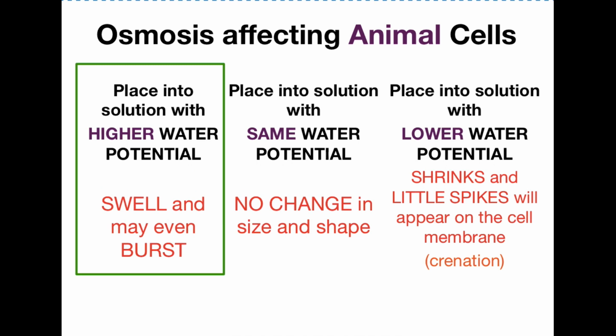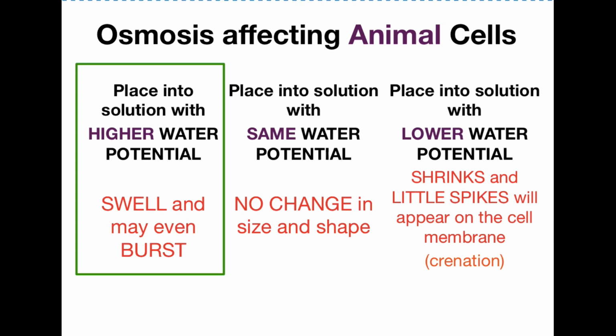Osmosis can affect plant cells and animal cells differently. So first, animal cells. When animal cells are placed into a solution with higher water potential, water molecules will move from the solution into the animal cell. It does not have a cell wall like the plant cell to keep its shape. Hence, the animal cell will start to expand, causing it to increase in size. And after increasing past a certain size, the animal cell may swell and burst.